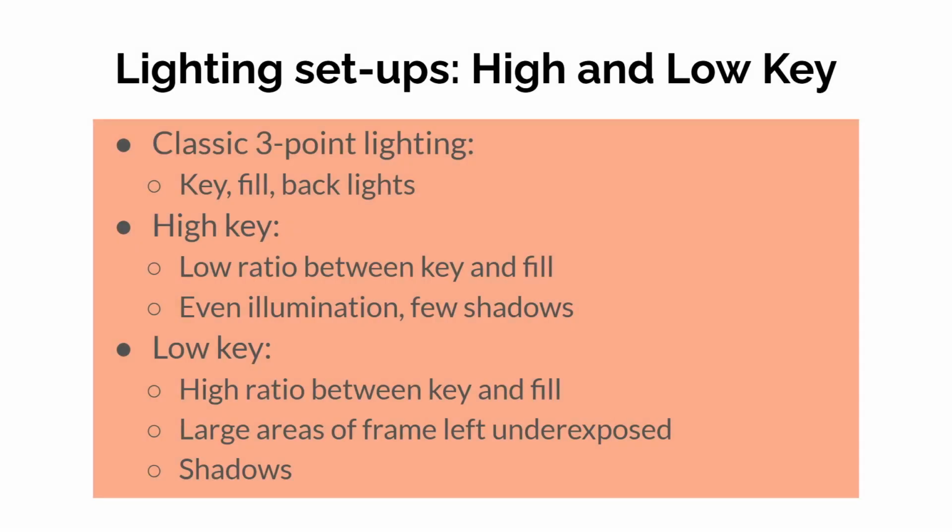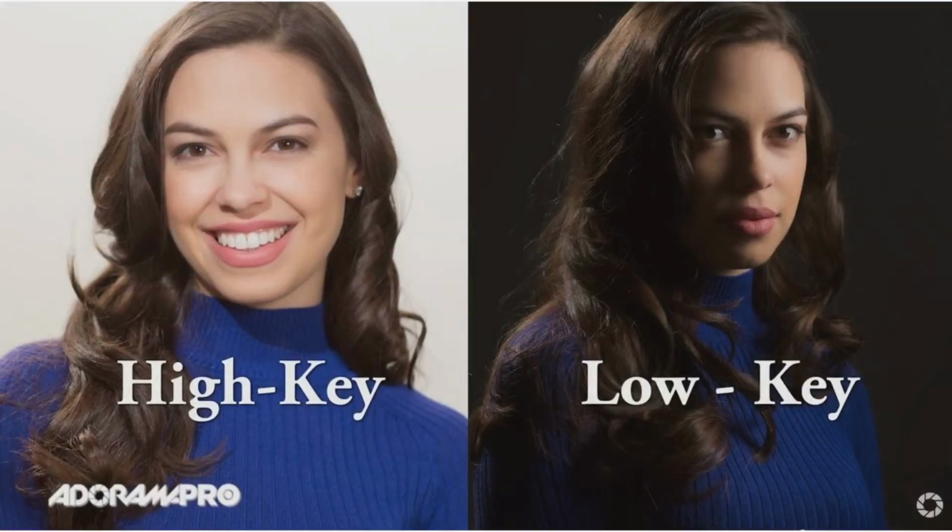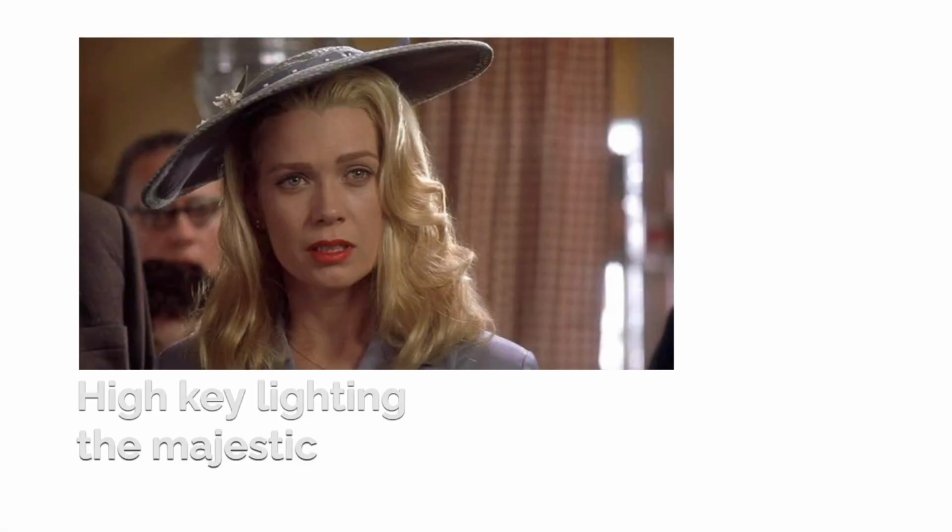So we have some important terms. We have high key lighting, which is a low ratio between the key and fill. So there's even illumination and few shadows. We have low key lighting, where there's a high ratio between key and fill, meaning there's a lot more key light than fill light. Large areas of the frame are left underexposed, and there's shadows. So high key, very even, very commercial or YouTube sort of looking. Low key, this looks a little bit more cinematic to me. We have shadow, we have dimension, right? It's very dramatic lighting. High key, again, you can use it for film.